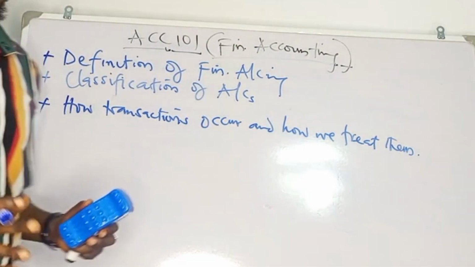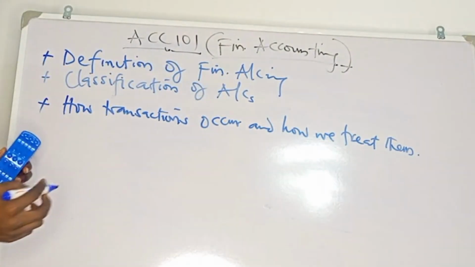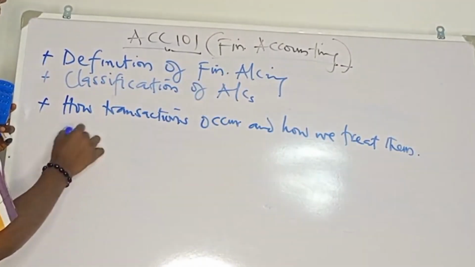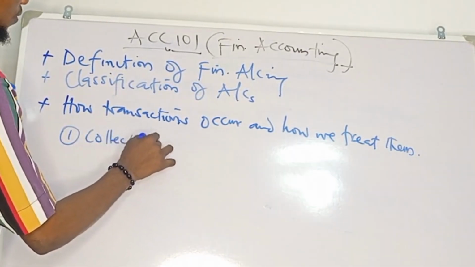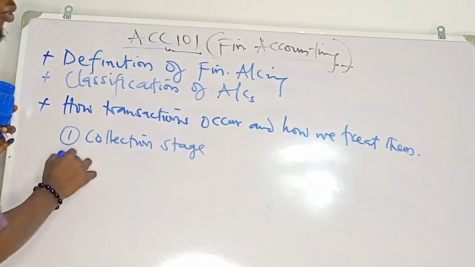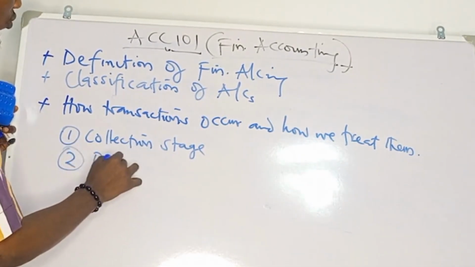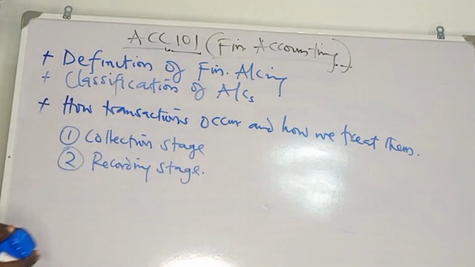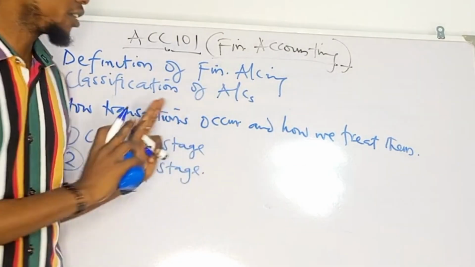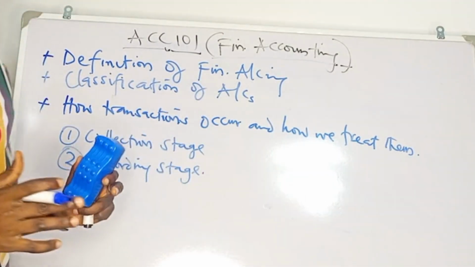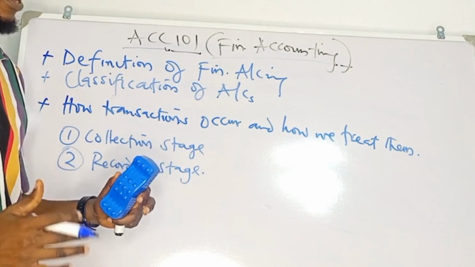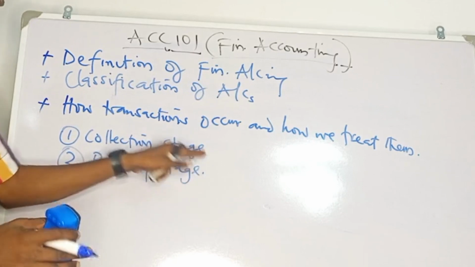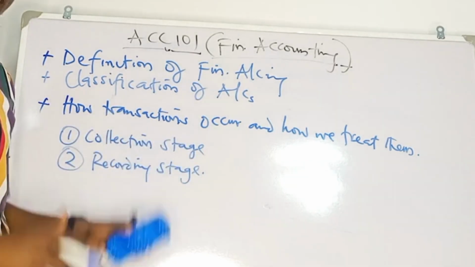Now, this is how transactions occur. Number one, we have the collection stage. Then number two, we have the recording stage. Now, for any of these stages to happen, there are books or entries. There are books in place where these recordings or these collections must be entered.